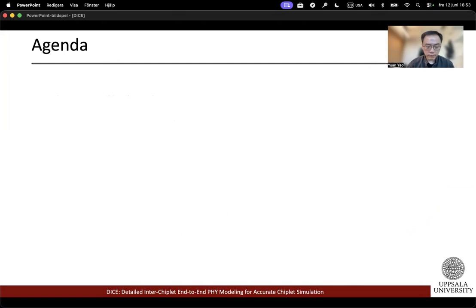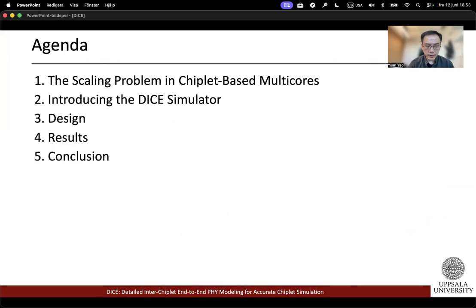This talk will cover 5 parts. First, I will explain the scaling problem and why current simulators fall short in modeling chiplet-based architectures. Then I will introduce DICE. After that, I will walk through the design, show key results, and finish with the main conclusion.